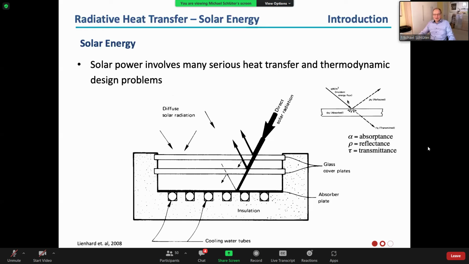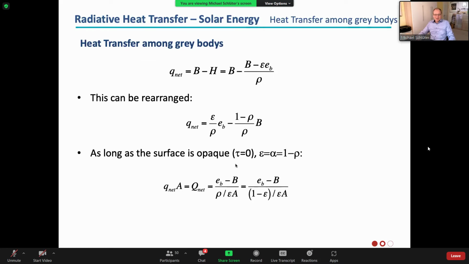Then we have only absorbance and only reflectance. And if we use this assumption, then epsilon and alpha is 1 minus ρ, and then we can simplify this equation to this one. So then we have here Q net multiplied by A, because Q is the area-specific heat flux. If we calculate the total heat flux, if we multiply this with A, then we end up with this equation here for, let's say, the difference between irradiance and radiosity.